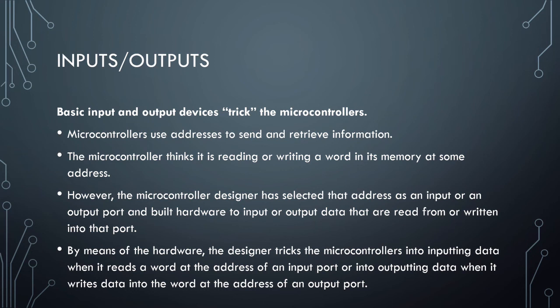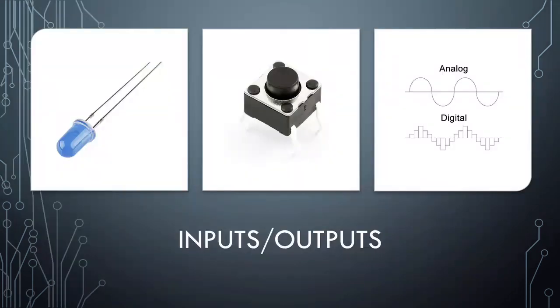So we're essentially using the hardware of our board to trick our microcontrollers into inputting data when it reads a word at an address, or outputting data when it writes a word at an address. The microcontroller just thinks it's reading and writing words, but the hardware is helping us to communicate with any external connections. Now we're going to look at a few examples of inputs and outputs just to give you an idea of some possibilities here.